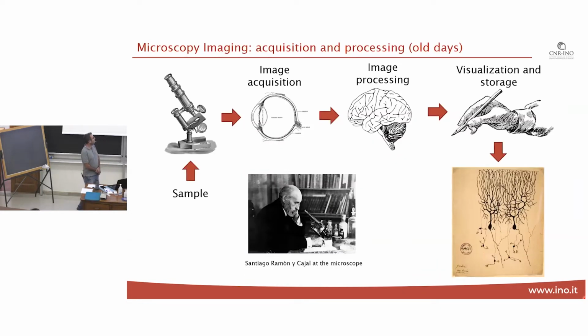So to slowly dive into this topic of microscopy, I just wanted to show you what things looked like back in the old days. Everything was done by hand. Everything was analog. Image acquisition, image processing, visualization and storage, everything was done by hand. Here you see Santiago Ramón y Cajal, who won the Nobel Prize together with Golgi, actually, for this kind of work. He was famous for this kind of illustrations that he did with his own hands.